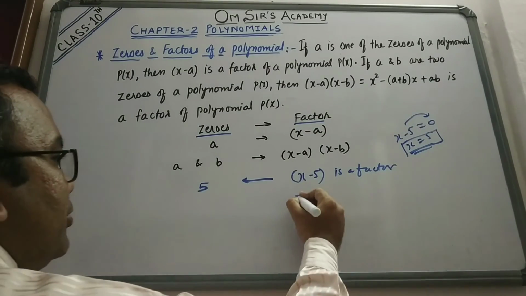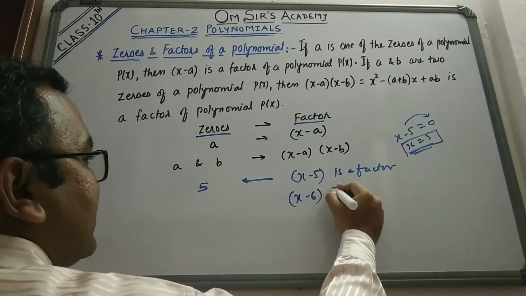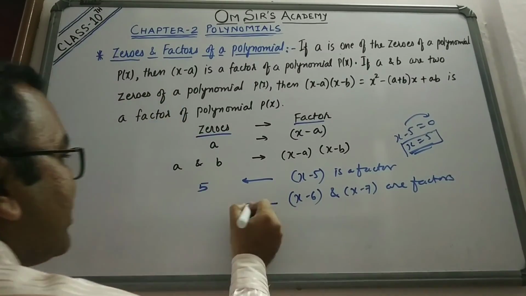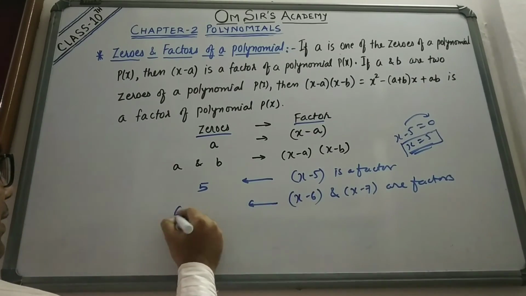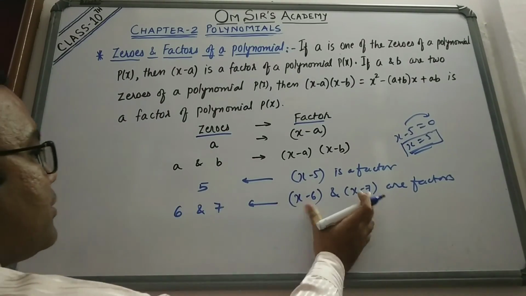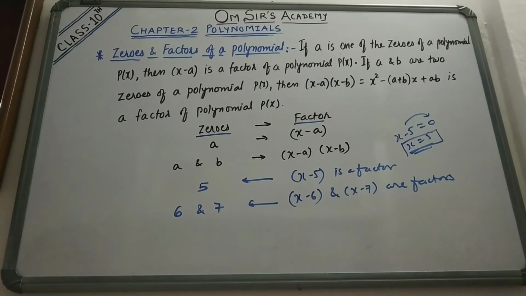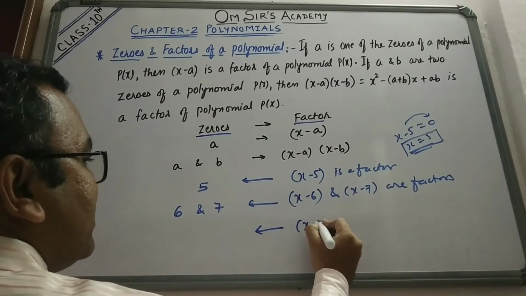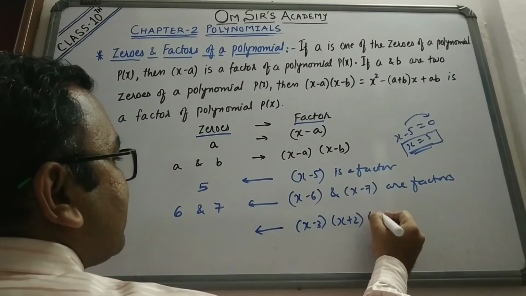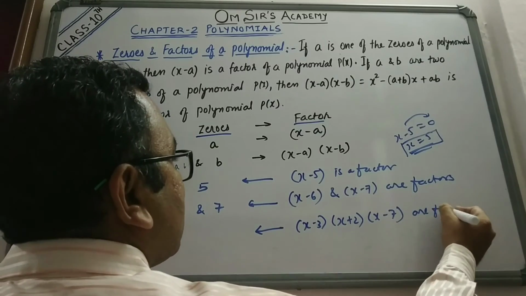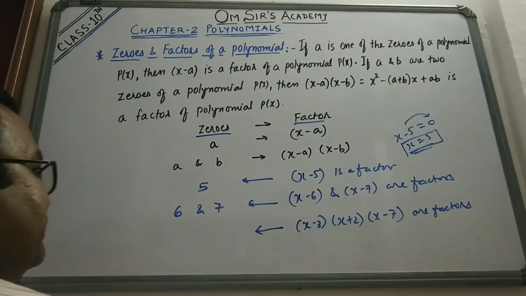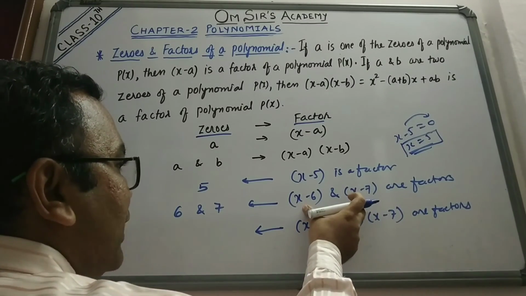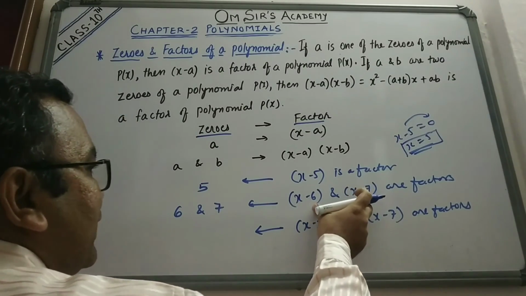Suppose you are given x minus 6 and x minus 7 as factors. There are two factors given here, so it will have two zeros. So 6 and 7 will be the two zeros of a polynomial. Is it clear? Suppose you are given three factors, x minus 3, x plus 2, x minus 7. There are three factors of the same polynomial. Maybe this may be a cubic polynomial. The one above has two zeros, so it may be a quadratic polynomial.